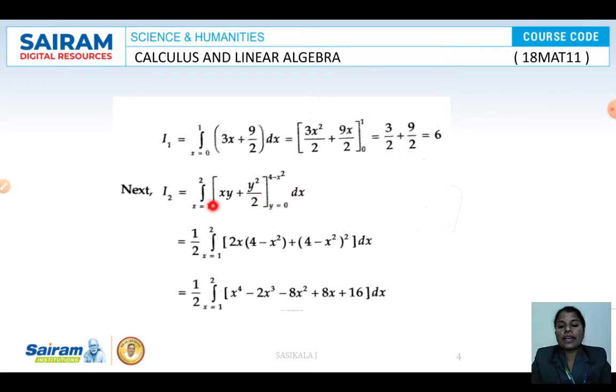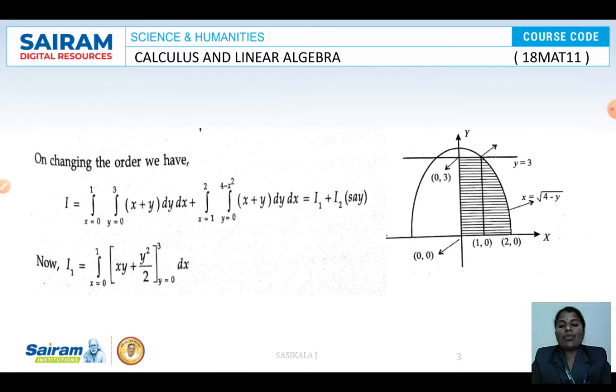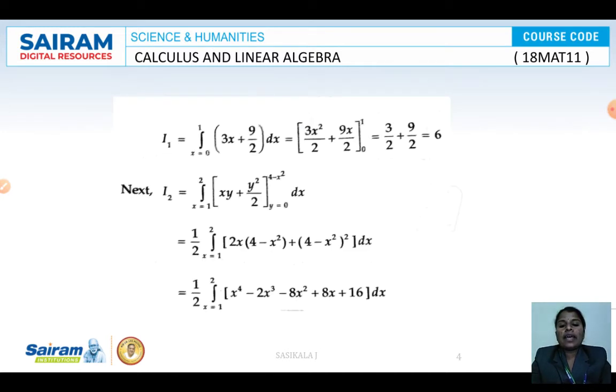Now it's coming to the second one. Integration x is equal to 1 to 2. Y, you can take it, xy plus y squared by 2, from 0 to 4 minus x squared, into dx. What is that? 1 by 2 you can take out. So it will become 2xy plus y squared, the whole power, with a limit of 0 to 4 minus x squared.